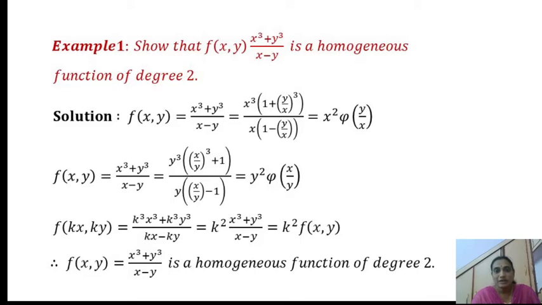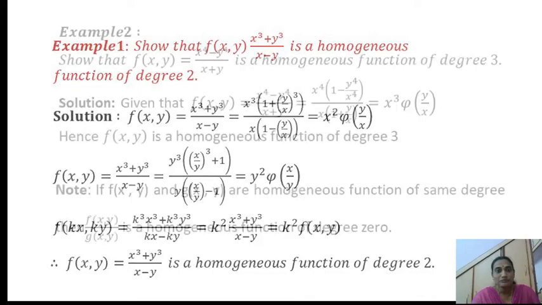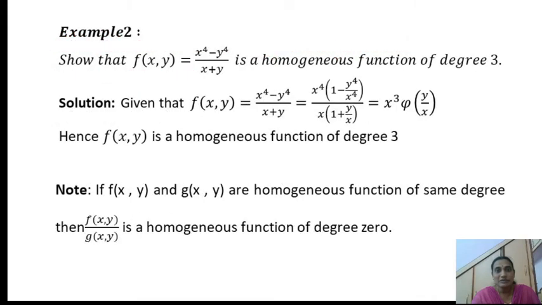In all three terms, we can observe that x is of power 2 and y is of power 2, and similarly k is of power 2. Hence f(x,y) = (x^3 + y^3)/(x - y) is a homogeneous function of degree 2. Okay, let us consider one more example.